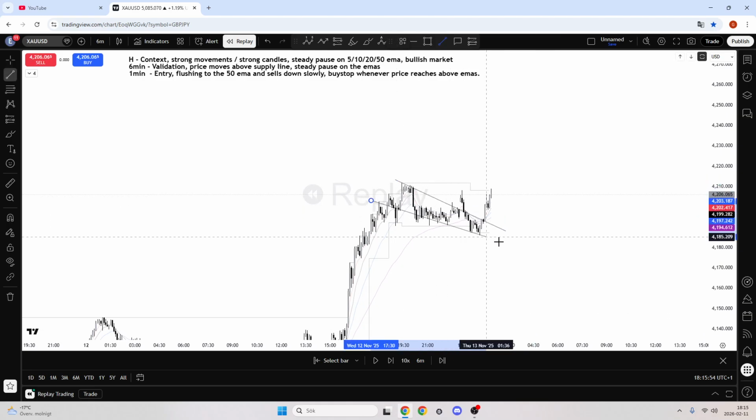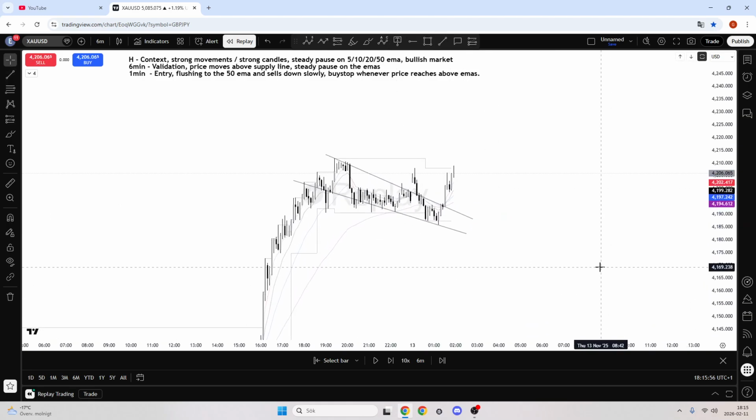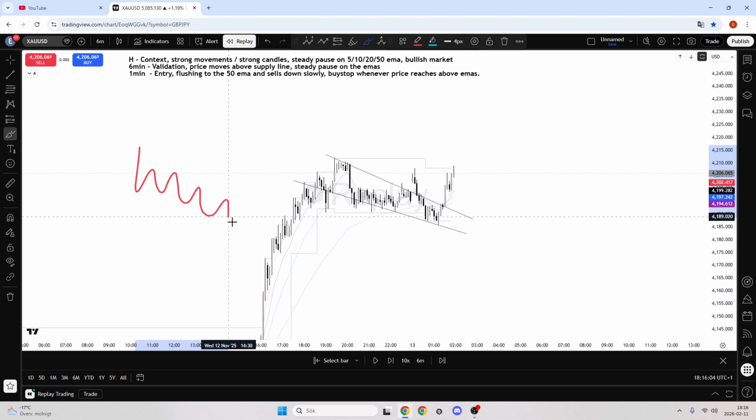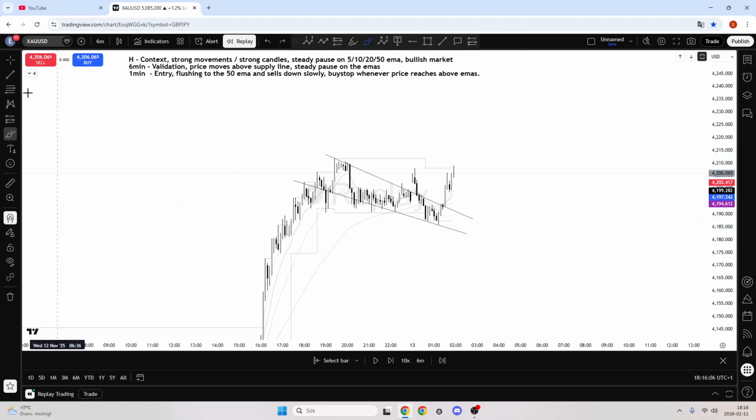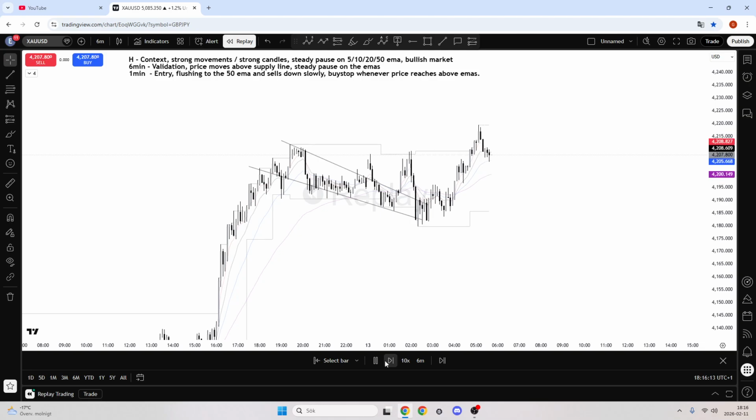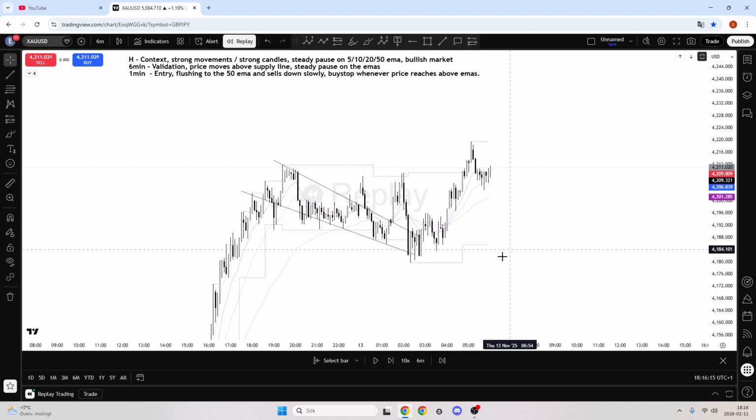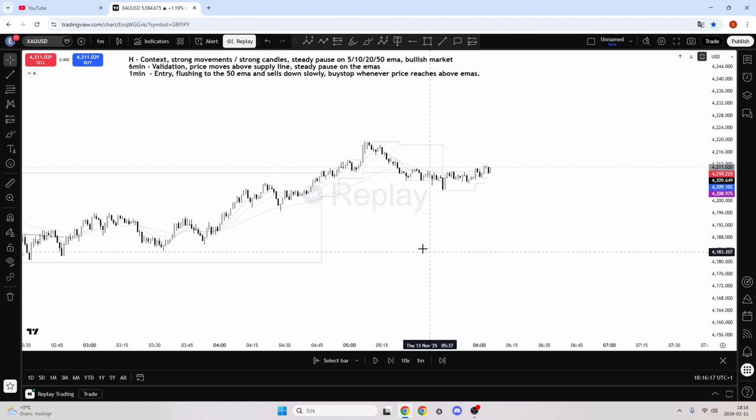Also, good thing pointing out is that I want to have a defined supply line. But that is also very subjective. But I kind of see a good supply line being something like this, like creating a channel, kind of. So nothing for me to do here. Nothing really for me to do here.